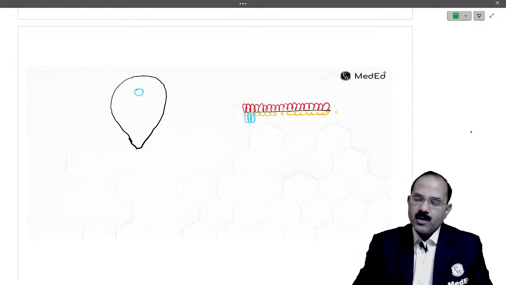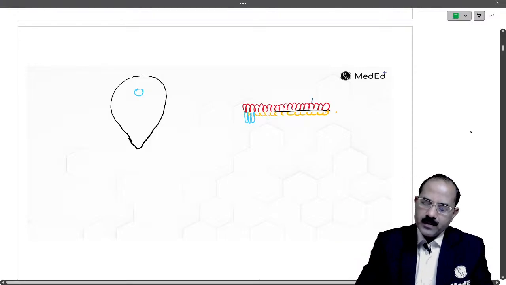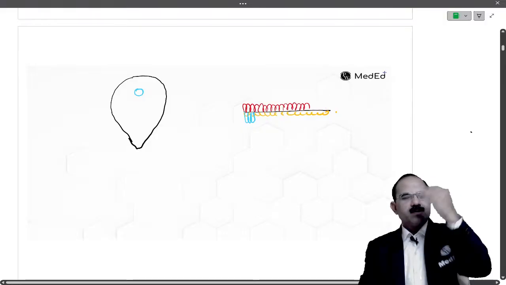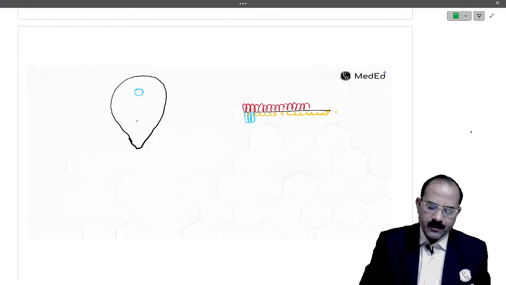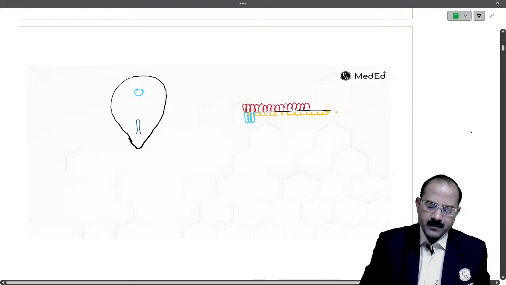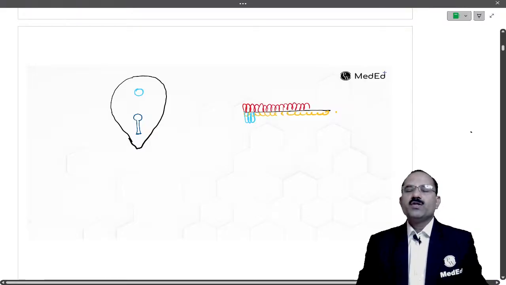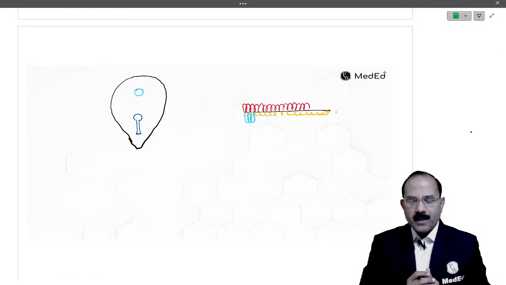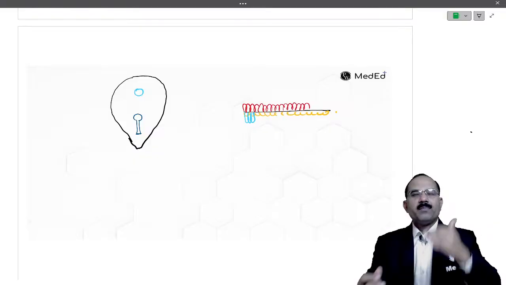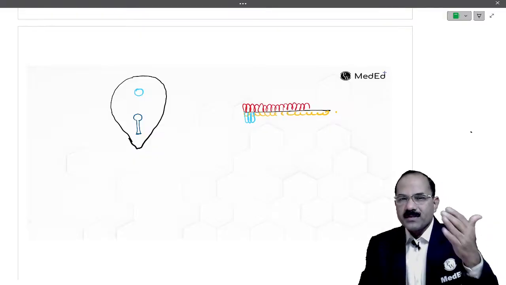Now, once this procaudal plate is formed, exactly at the opposite end, this is the tail end, the epiblastic cells grow very fast, they grow rapidly. They form an elevation in the amniotic cavity, and this elevation is what we call as the primitive streak. Primitive streak. So, where is the primitive streak formed? At the caudal end of the embryo. How is the primitive streak formed? By the proliferation of epiblastic cells.